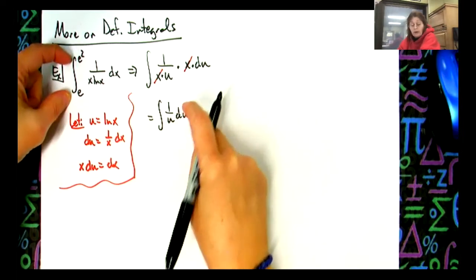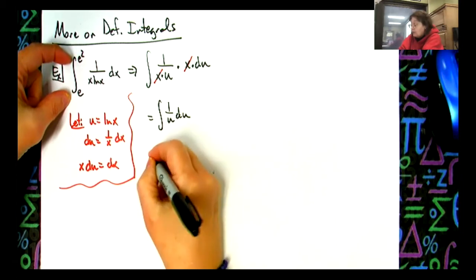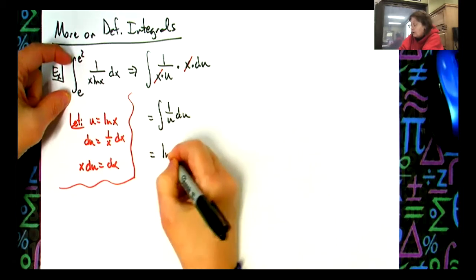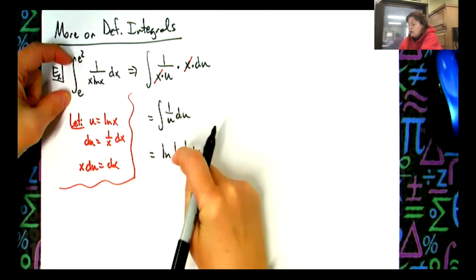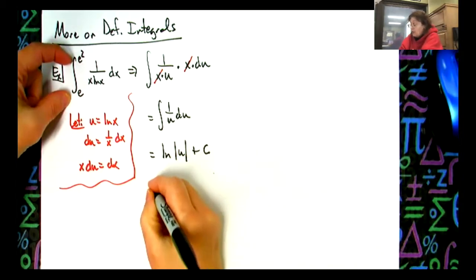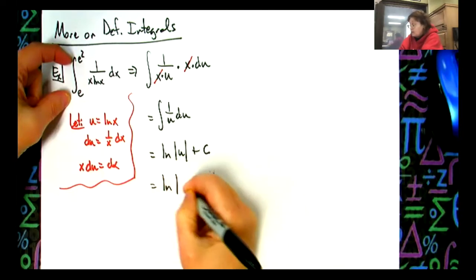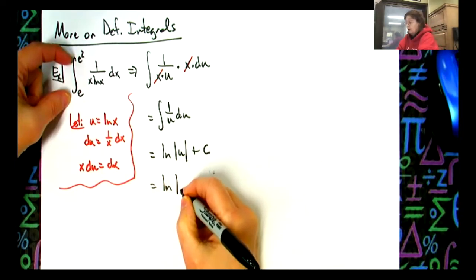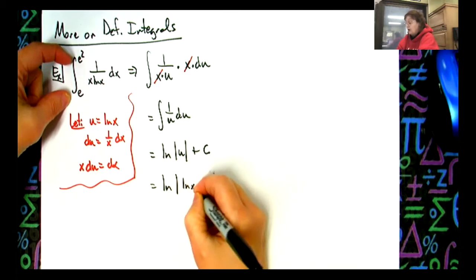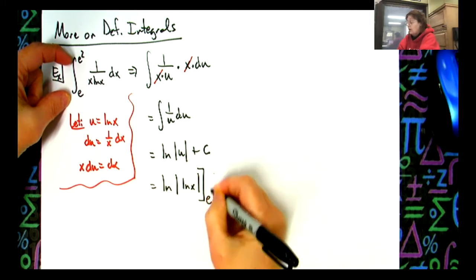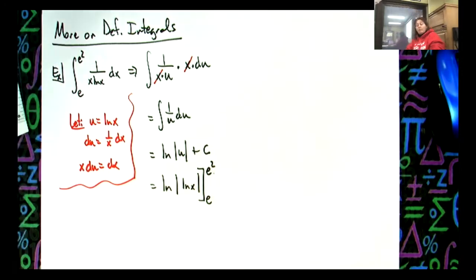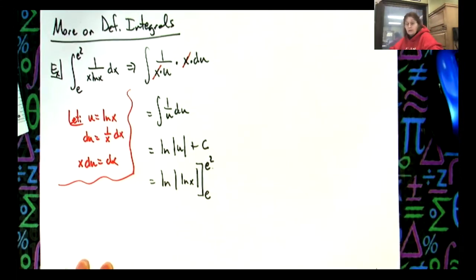All right, at this point I can go ahead and take the integral, which would be natural log absolute value of u plus c. All right, when I plug u back in, I now have it in terms of x: natural log, absolute value, natural log of x. All right, and now I'm all in terms of x, so I can plug my e and my e squared back in. And remember I did tell you at some point we will change those limits of integration. We're not doing it right now, okay? I want more practice like this first.